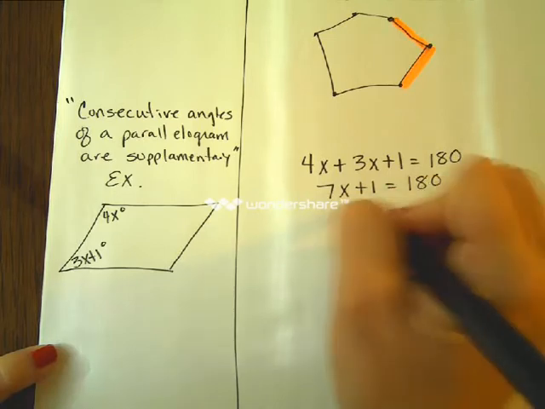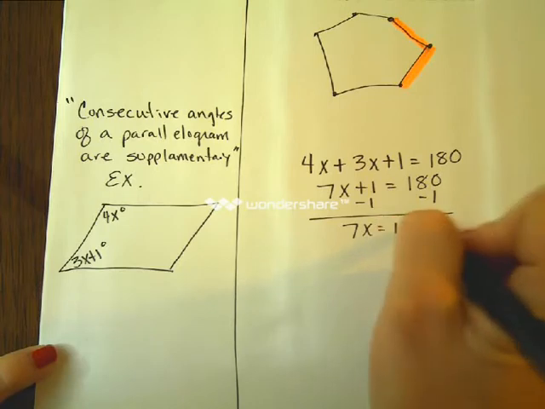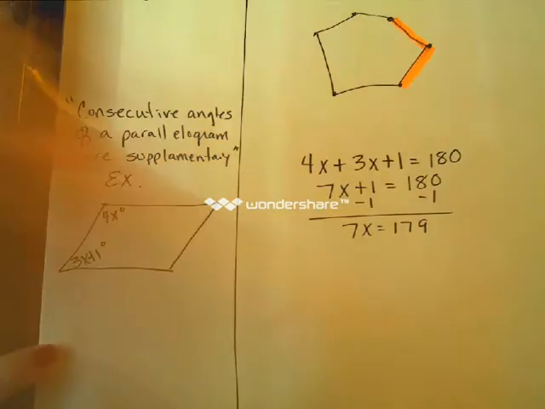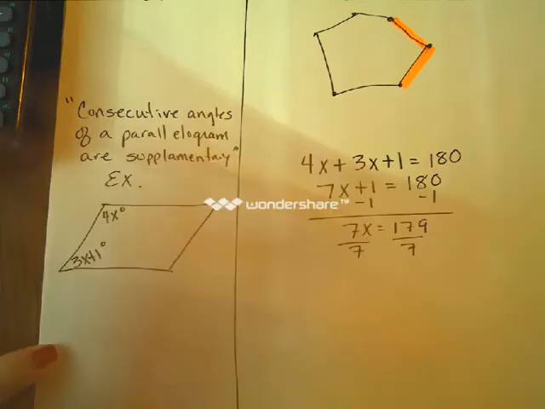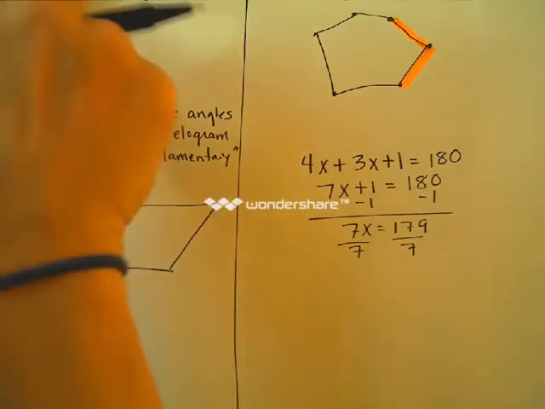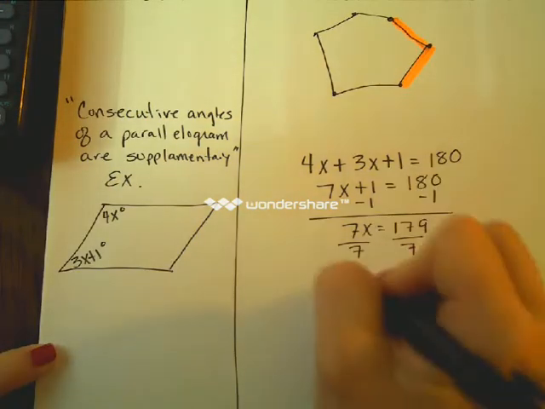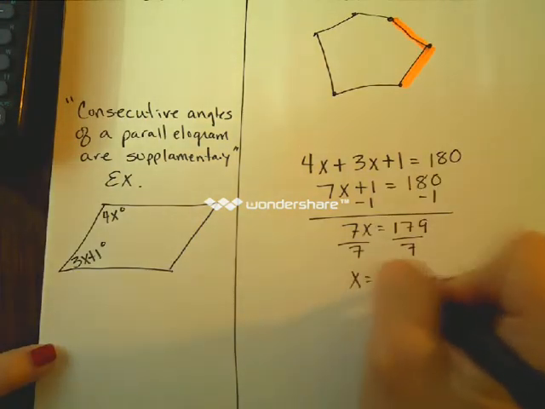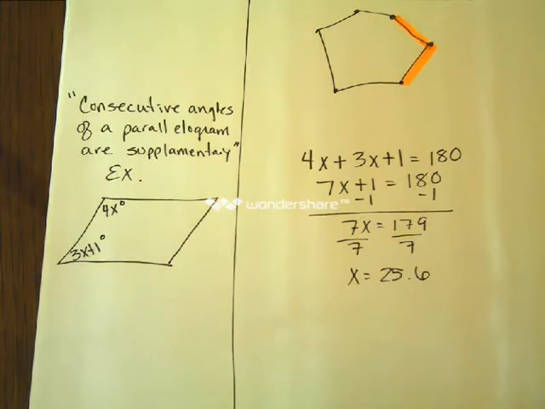Subtract 1. And then we would divide by 7. I'm not a human calculator, so I'm going to do this on a calculator. And that equals 25.6. Okay, so that's one way you could use this property. Consecutive angles of a parallelogram are supplementary.